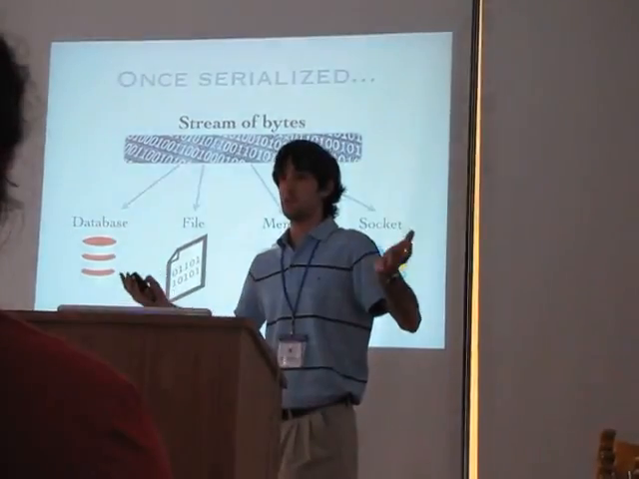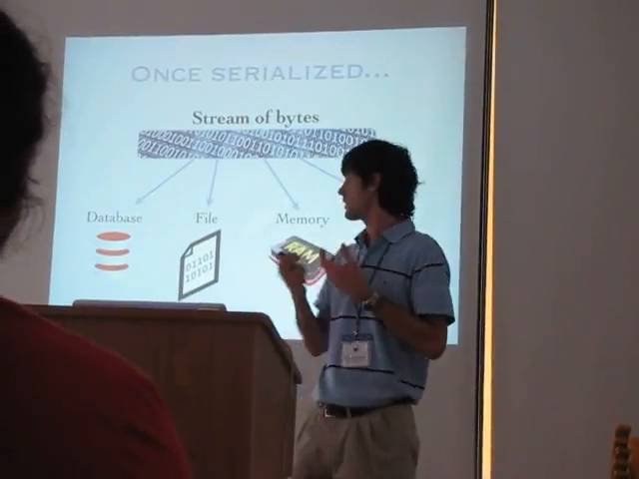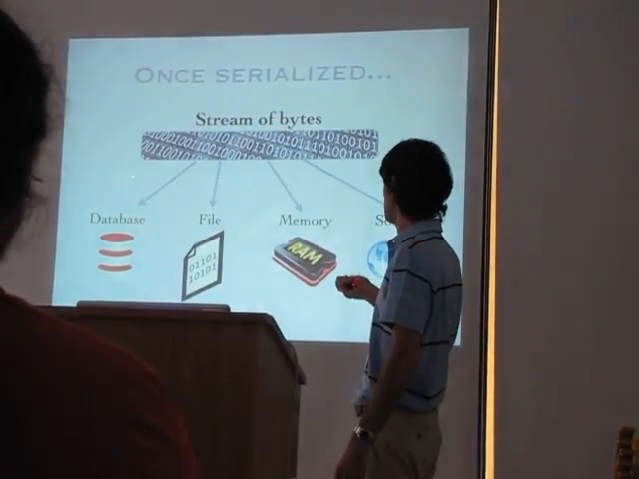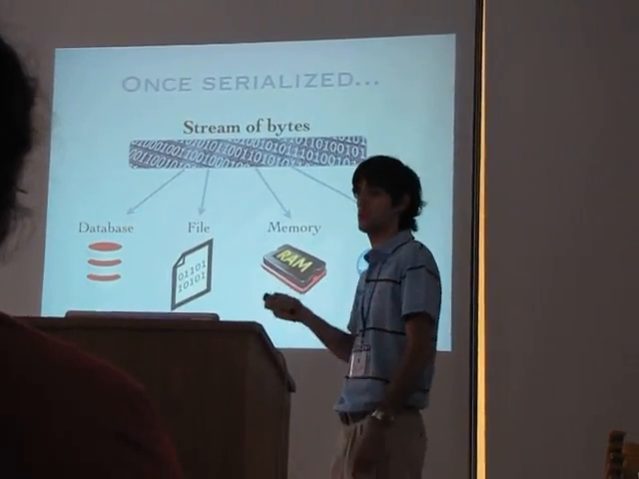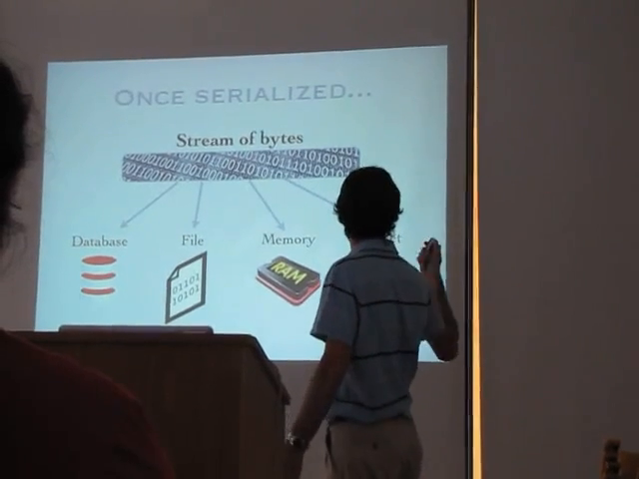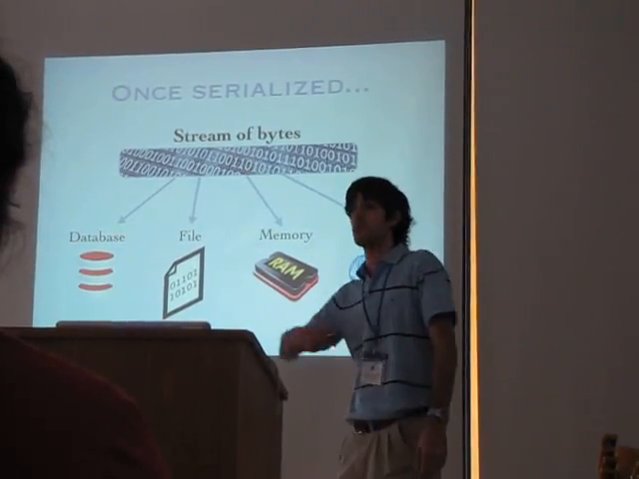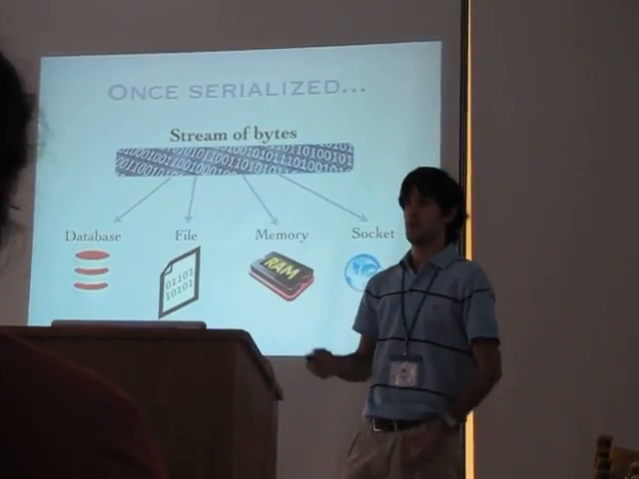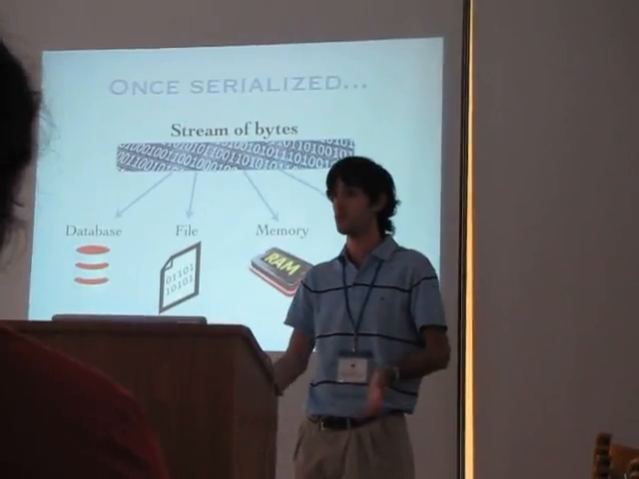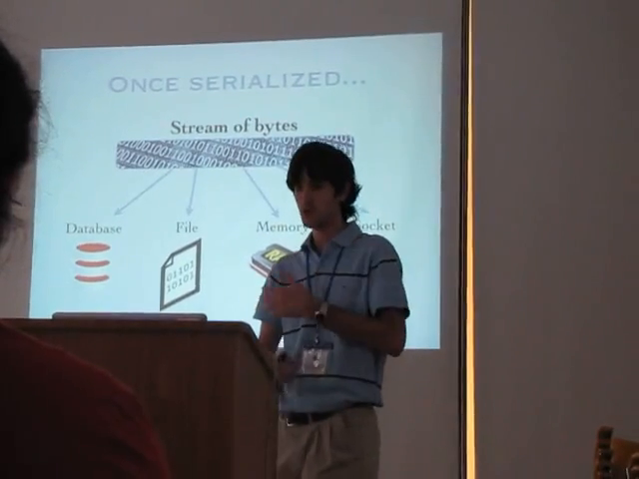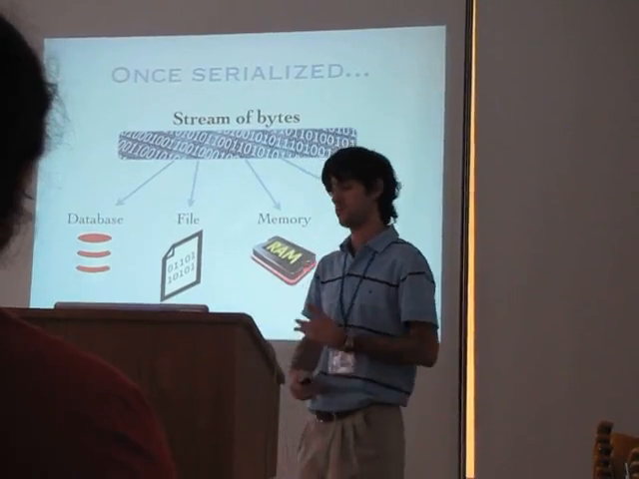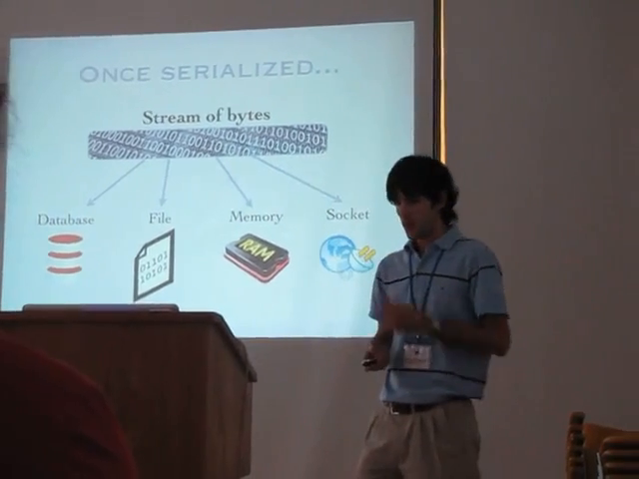Once we have serialized an object graph and we have the stream of bytes, we can do whatever we want with it. For example, we can put it in a database, store it on a disk, keep it in memory to do something else, store it in a NoSQL database, or send it through the network. For example, in a web application, you can serialize things and put them in a session or in a request. So serializers are used very widely in so many scenarios.